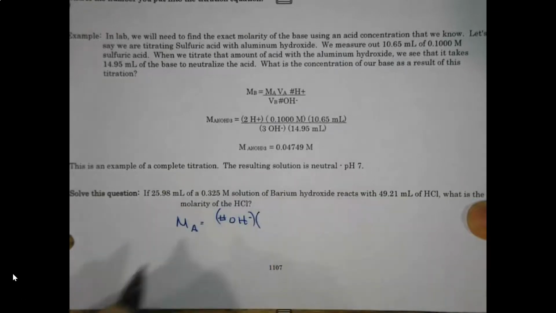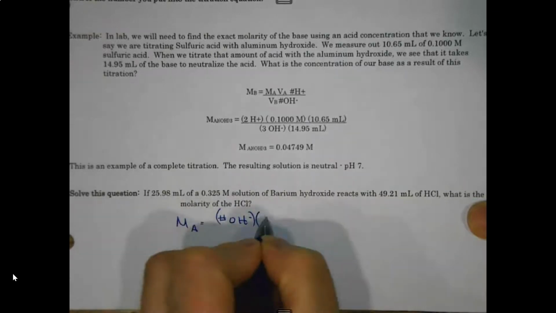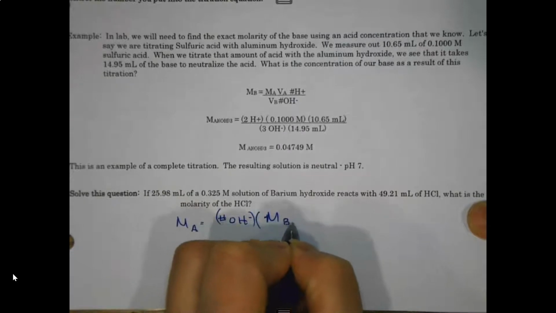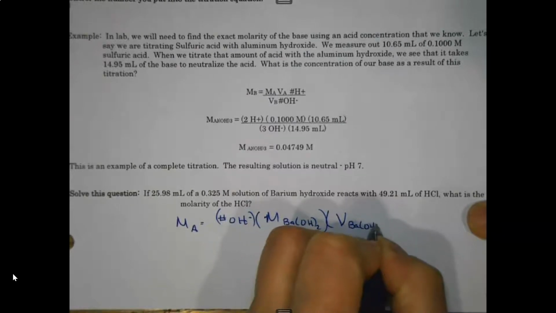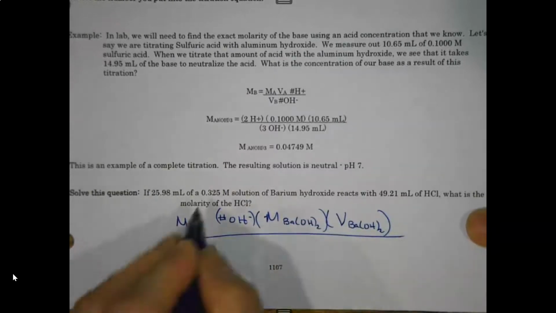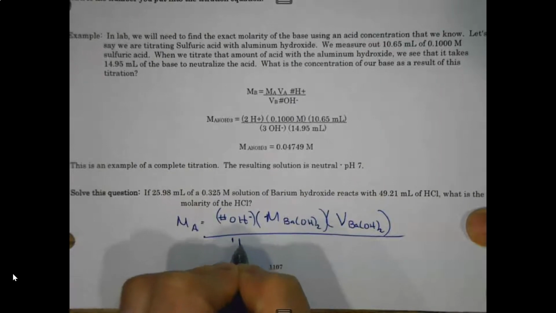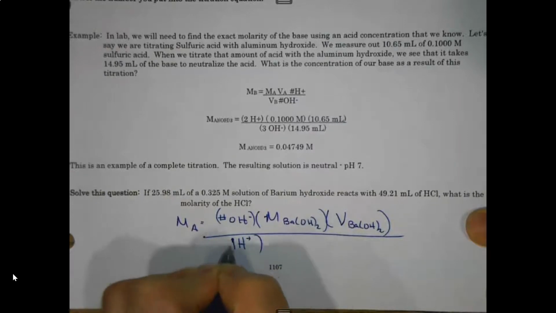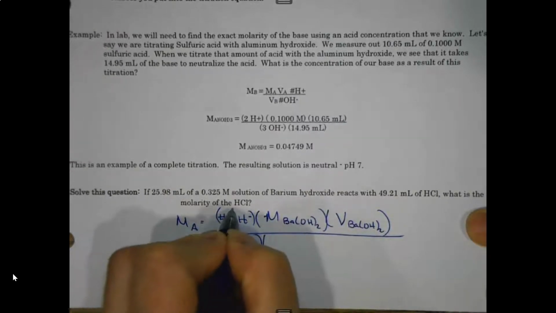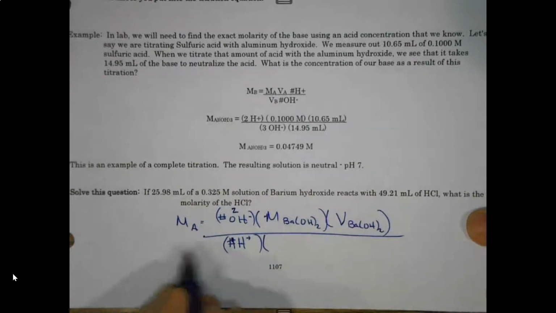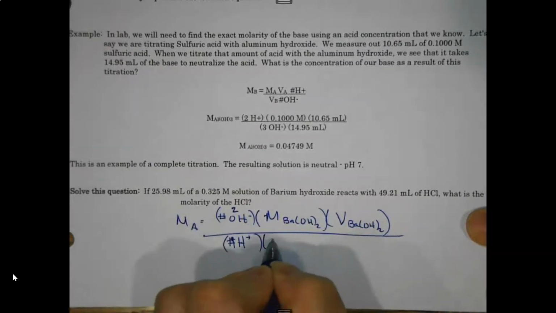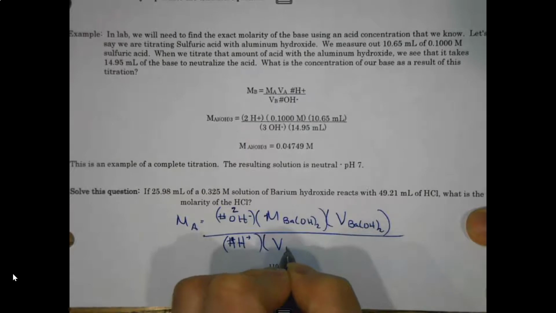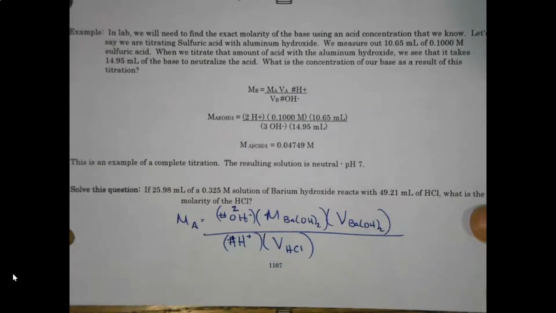If you have come back now, you've got the number of OH minuses times the molarity of barium hydroxide times the volume of barium hydroxide, all divided by the fact that you have 1 H plus, the number of H plus, 1 H plus times the volume of the acid, which was the 49.21, volume of the HCl, and we're trying to figure out what the molarity of the acid was.